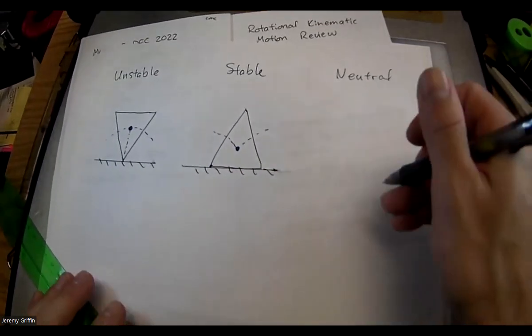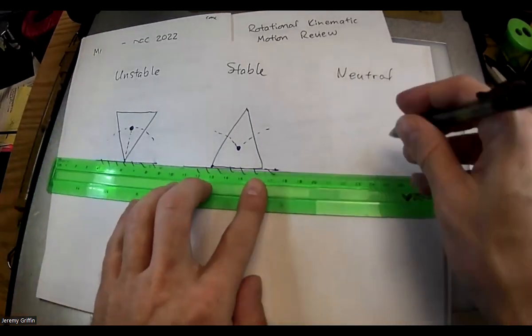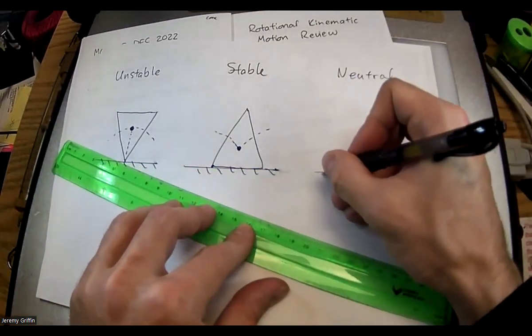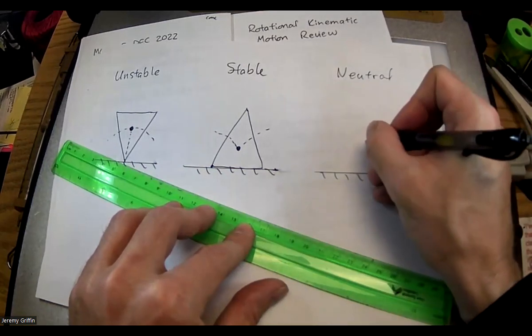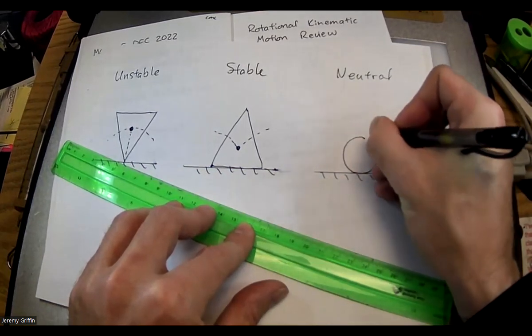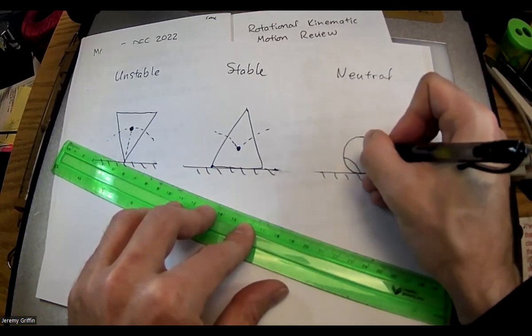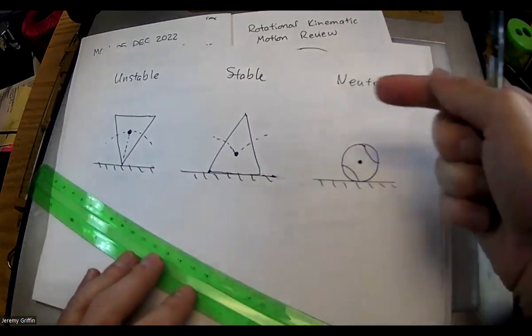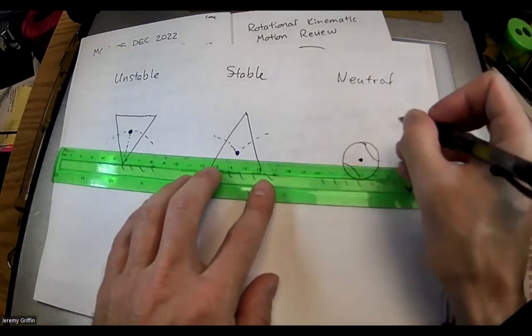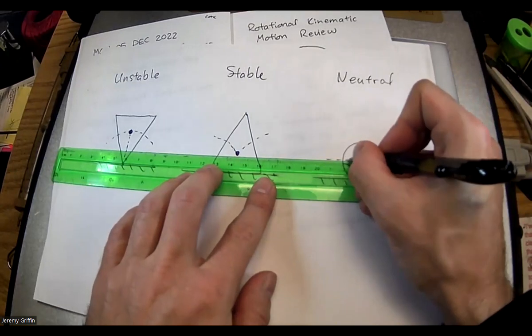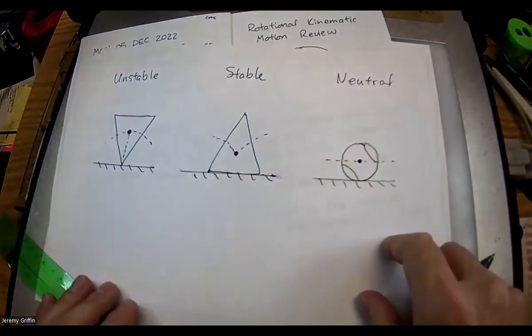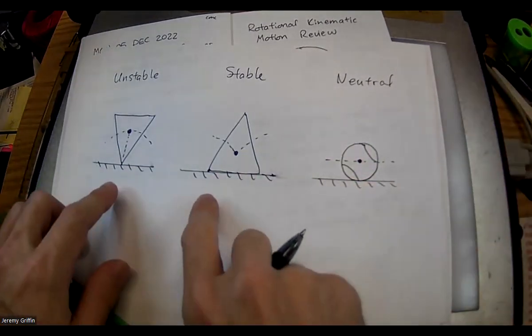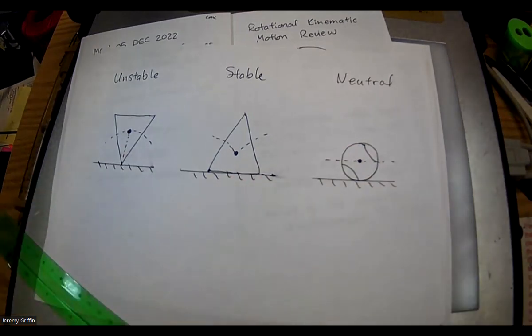And then how about neutral? An example of that might be a baseball sitting on the floor. Here's its center of mass, and if you give it a push, it'll roll along the floor. Its center of mass won't actually get any closer to the floor or further away. So it's like either one of these, but with neutral stability.